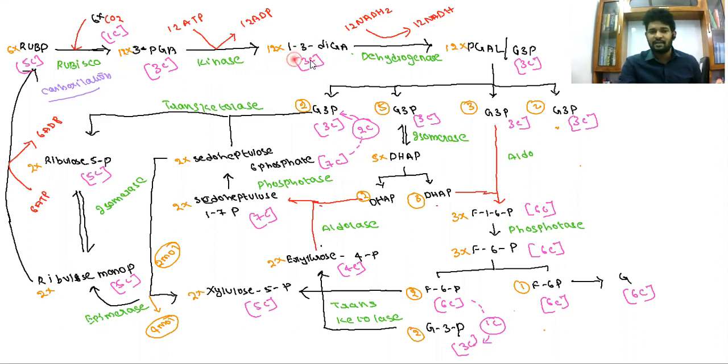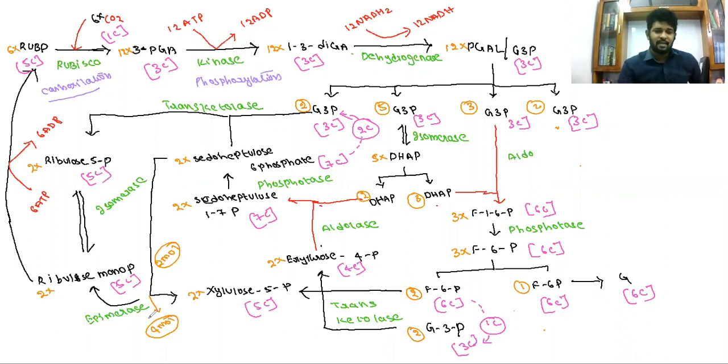After this, it converts into 1,3-diphosphoglyceric acid, and this is catalyzed by the enzyme kinase. This process is known as phosphorylation.